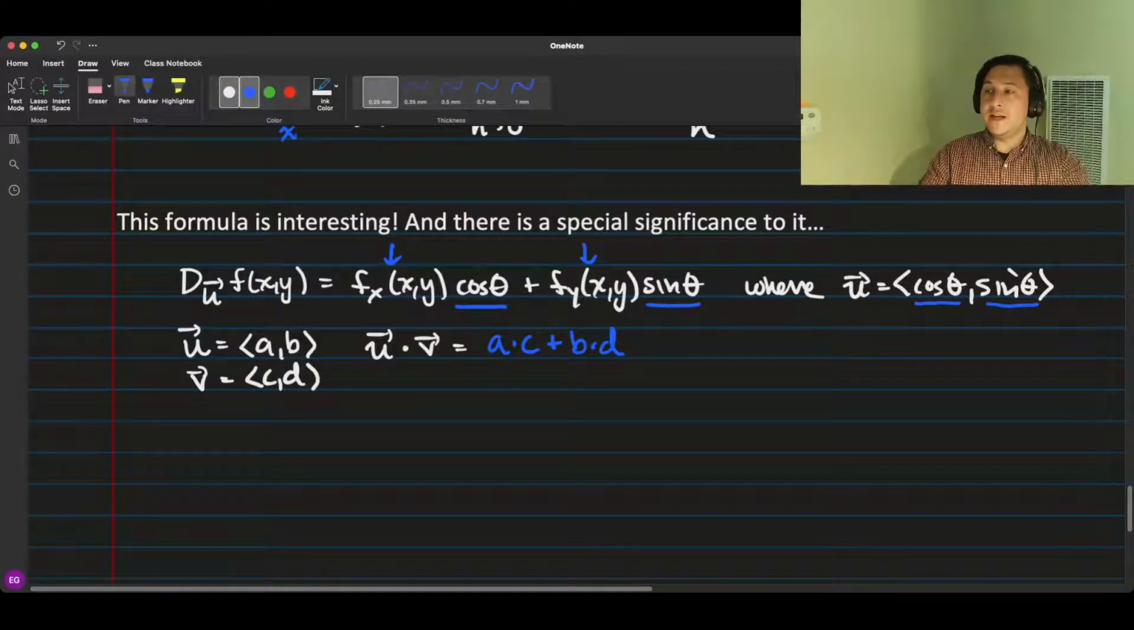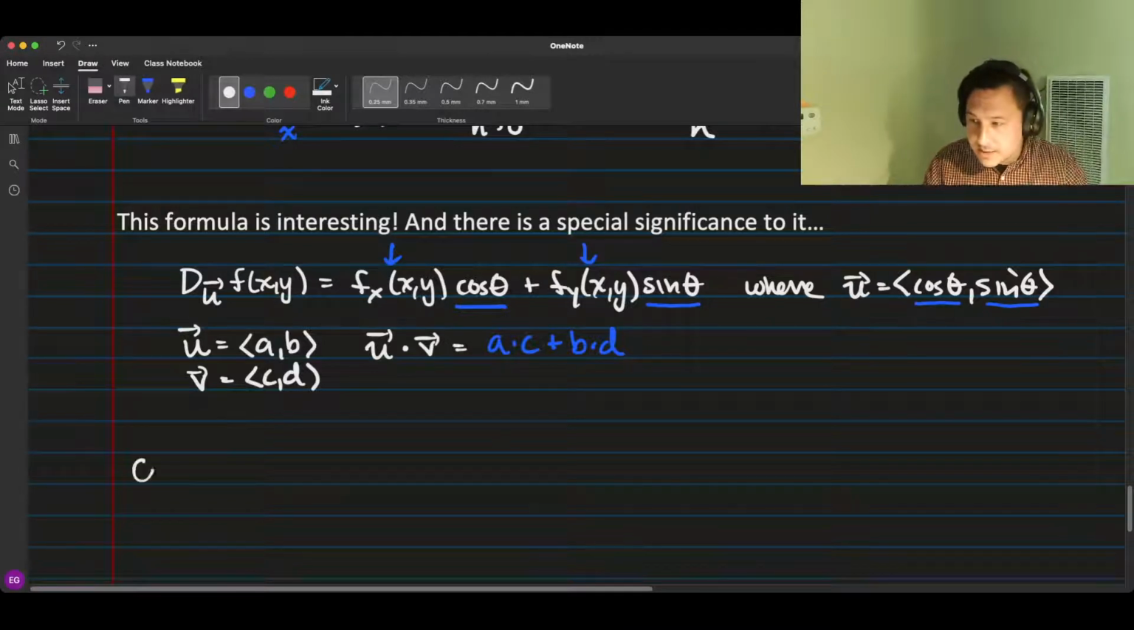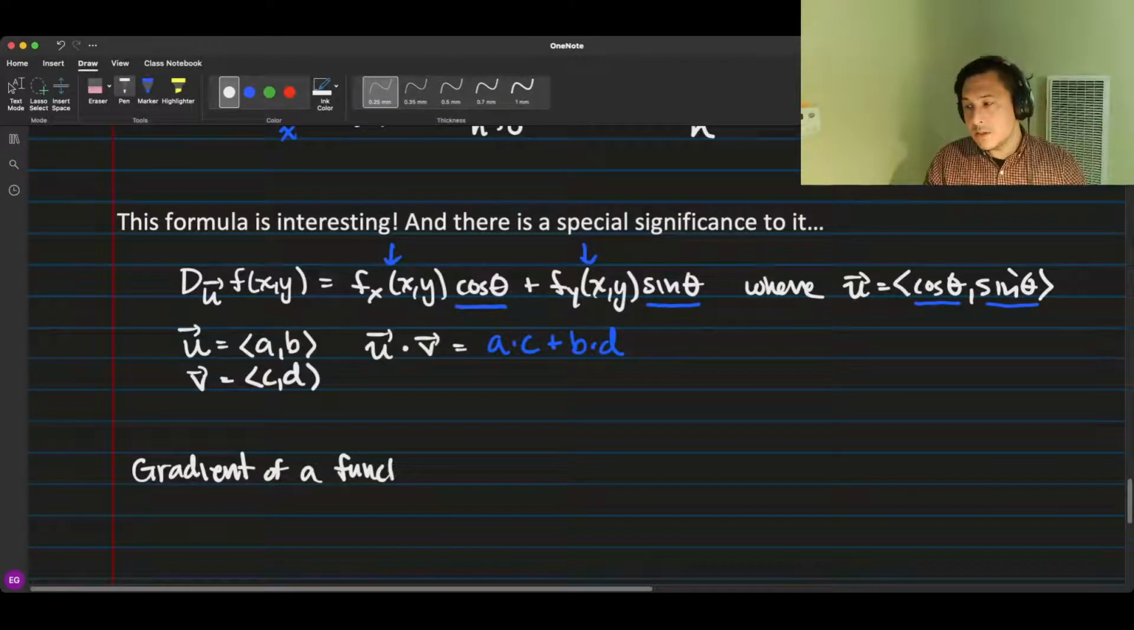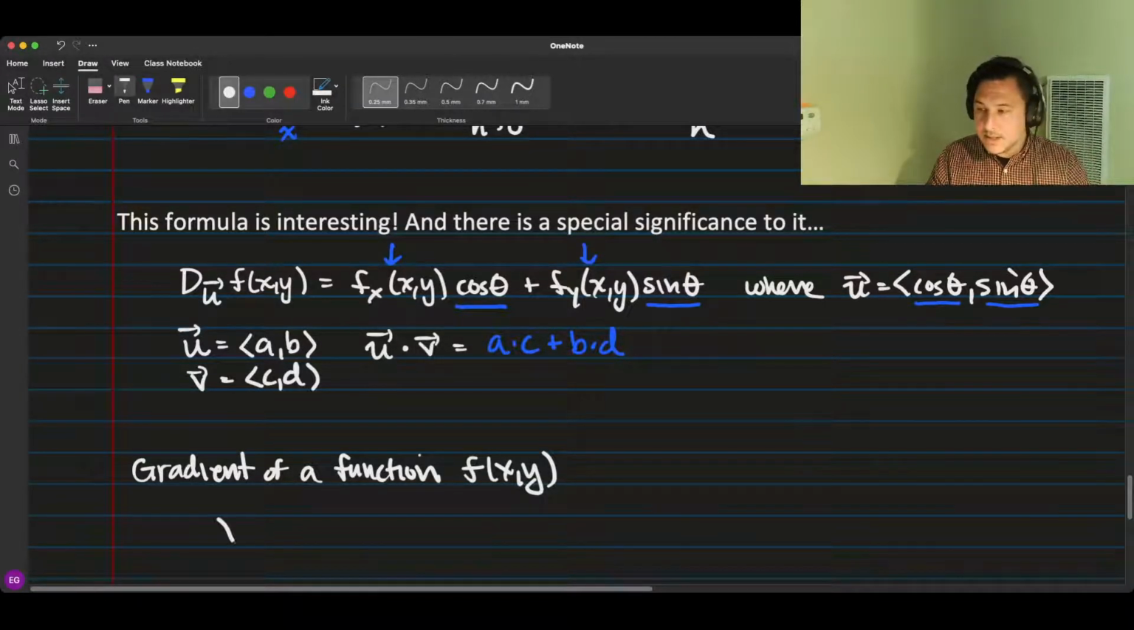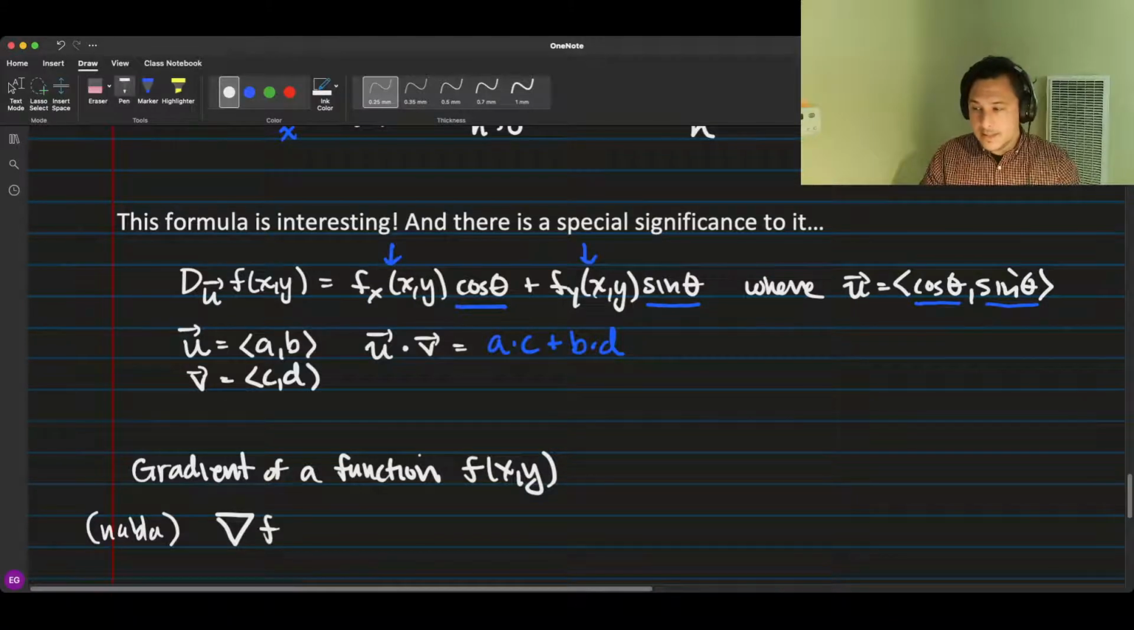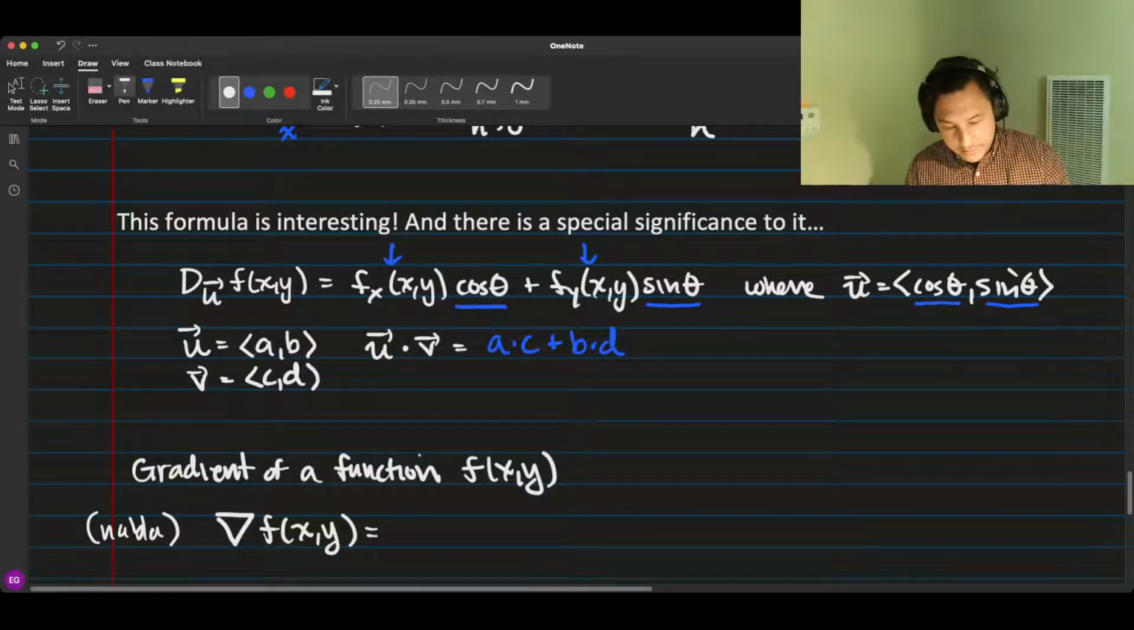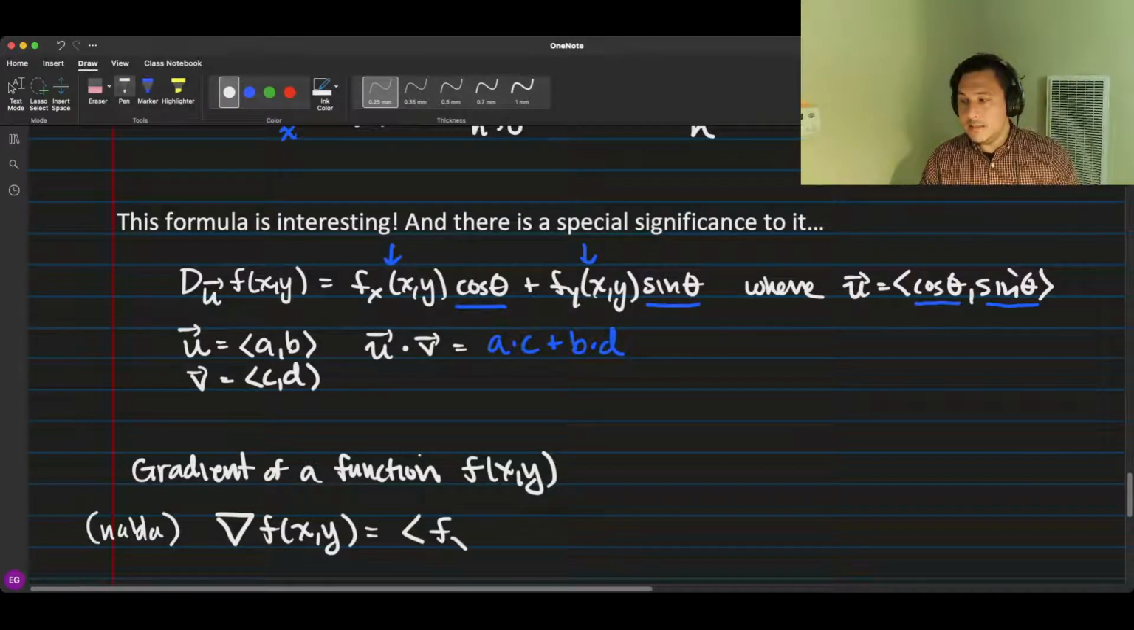Okay, so there is something called the gradient of a function. And the way we symbolize the gradient is with this upside down triangle. It is called a nabla. This means take the gradient of the function f. The gradient of the function f is a vector where the first component is the partial of f with respect to x, and the second component is the partial of f with respect to y. So that's it in component form.